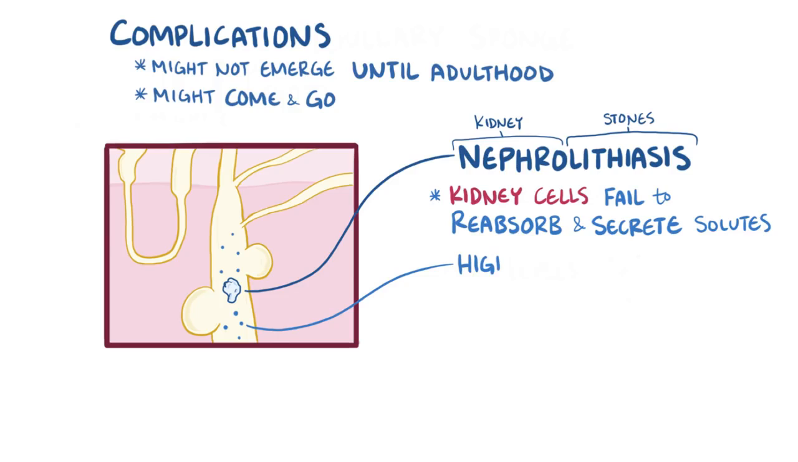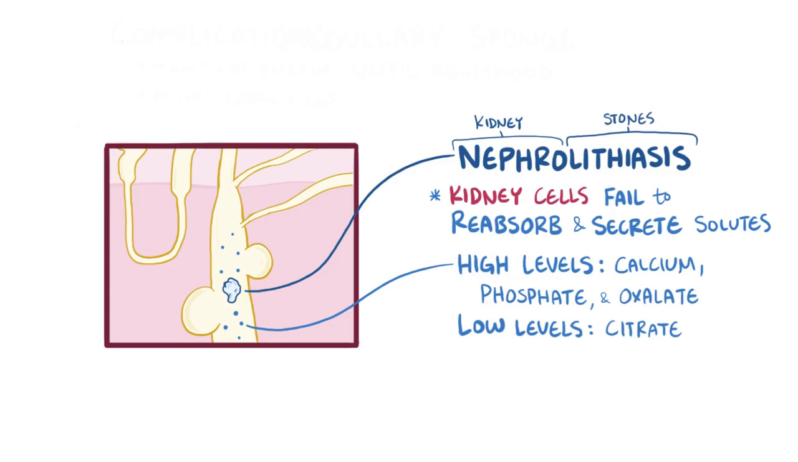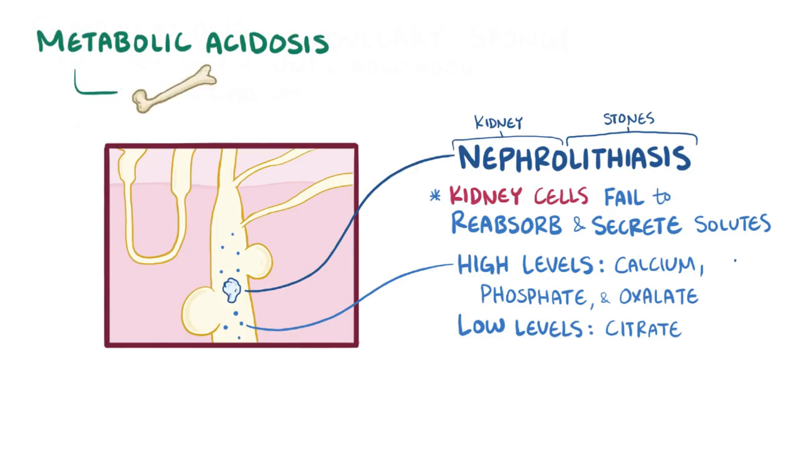For example, there might be high levels of calcium, phosphate, and oxalate in the urine, all of which are not very soluble. In addition, there might be low levels of substances like citrate in the urine, which would normally increase their solubility. Making matters even worse, medullary sponge kidney can lead to metabolic acidosis, which can cause calcium to leach out of the bones, which raises the amount of calcium that gets filtered through the kidneys.